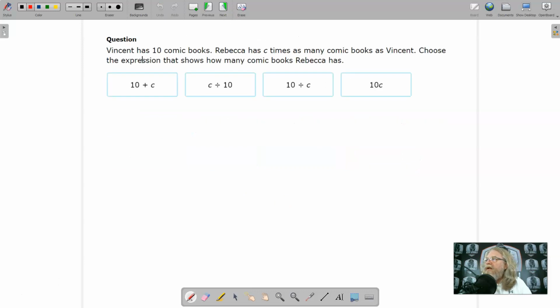On the next question, Vincent has 10 comic books. Rebecca has C times as many comic books as Vincent. Choose the expression that shows how many comic books Rebecca has. Well, we have 10 is what Vincent has, and Rebecca has C times as many comic books as Vincent. So times is our operation, it's multiplication. So we have 10 times C.